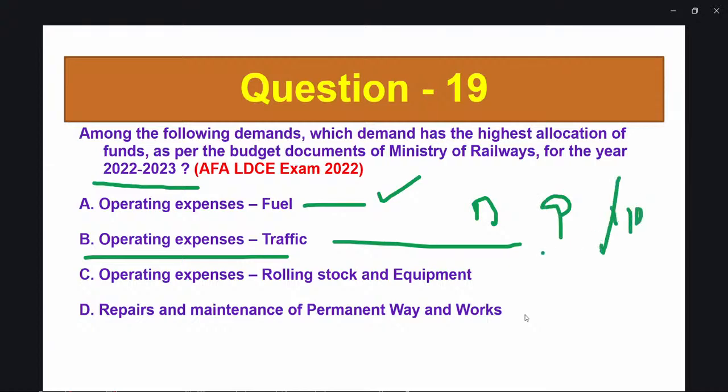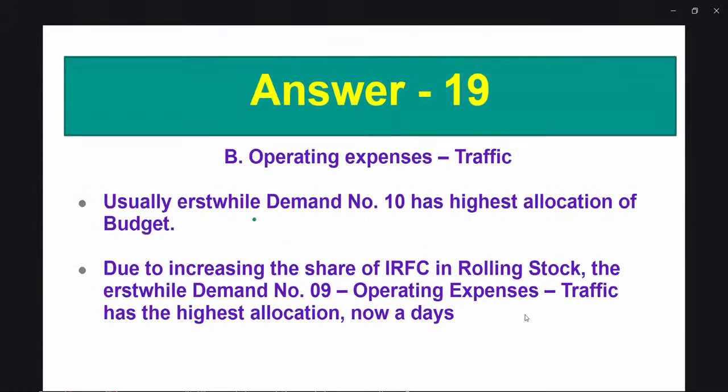9 is the traffic. Why 9 is prominent is because every year the lease charges paid to IRFC are increasing year by year, because most of the rolling stock we are purchasing, we are taking on lease from the IRFC. So that IRFC interest component we book to demand number 9 traffic. That is the reason this is dominating demand number 10. Otherwise, for the last 20 or 30 years, demand number 10 was the highest allocation. Because of the share of the IRFC in the rolling stock, now 9 becomes highest.